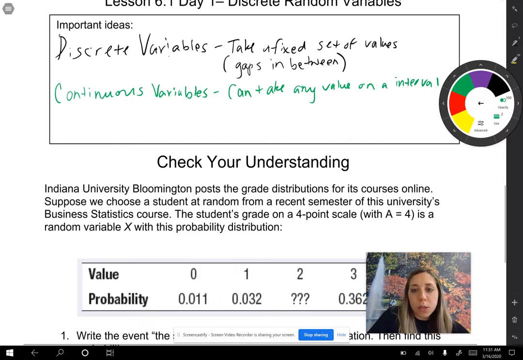So points you could score in a lacrosse game, discrete variable, because you can't score a portion of a point, and so on. Continuous variable could be how fast you could run the mile, which you could get a decimal variation of that. So discrete are typically whole numbers, and you would have gaps in between those numbers. Continuous variables can take any value on an interval.